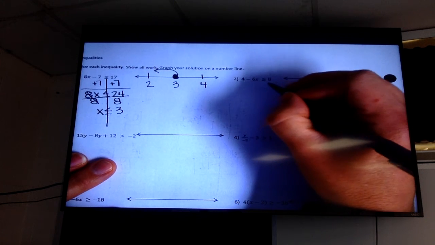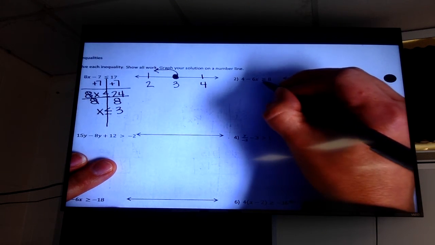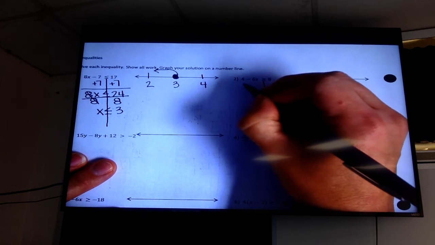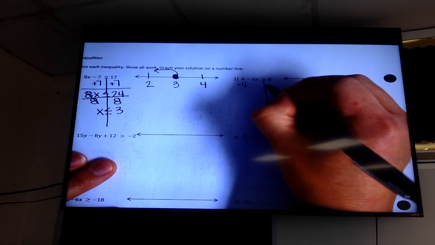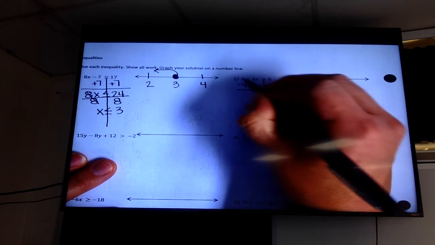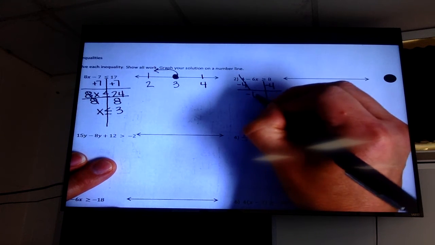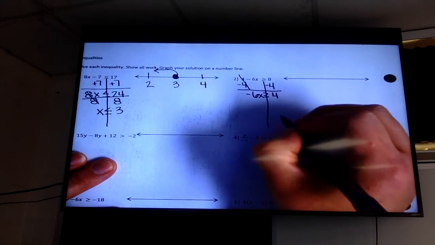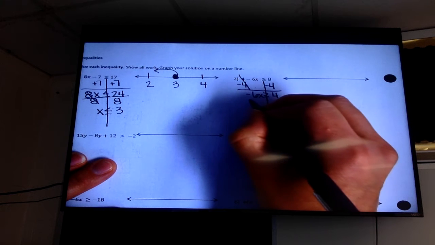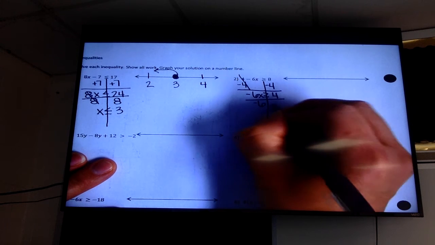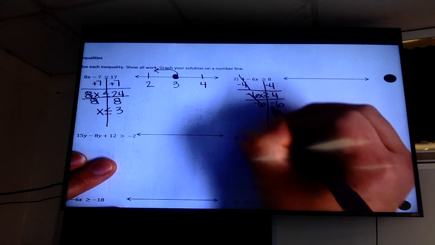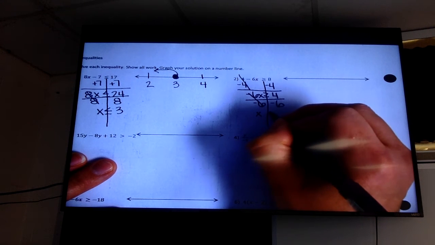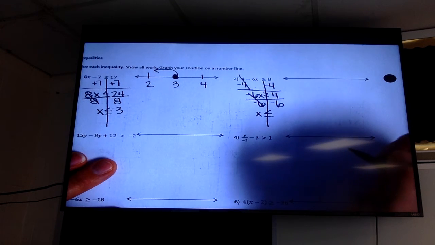Okay, let's try number 2. 4 minus 6x is greater than or equal to 8. Drop the line. I need to take care of that 4 first, and that's a positive 4. So the opposite of positive 4 is negative 4. So I have negative 6x is greater than or equal to 8 minus 4 is 4. I see multiplication here, so I need to do division. And I should have a big ding, ding, ding, ding going off in my head because I just divided by a negative. And when I divide by a negative, remember, you have to switch your sign.